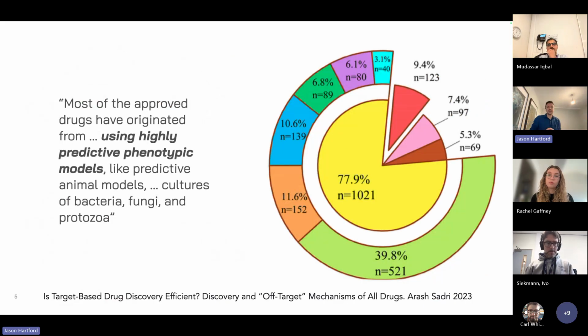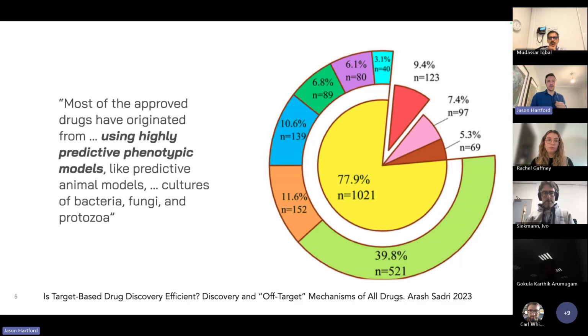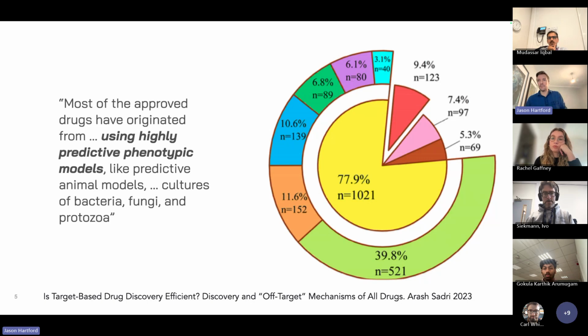And so that seems like ancient history, but even today, the overwhelming majority of drugs, over 90% of drugs that are approved on the market, are derived from highly predictive phenotypic models. If you ever want to see a paper that makes you feel lazy as a researcher, this paper that I'm referencing here, there was a single author paper where he went and looked at the approval process for every single approved drug on the market, and looked up the actual story of how the drug came to market, and the vast majority came from phenotypic models. So whether it's animal models or cultures of bacteria, fungi, protozoa, and so forth. So these are models in a physical, real world sense.